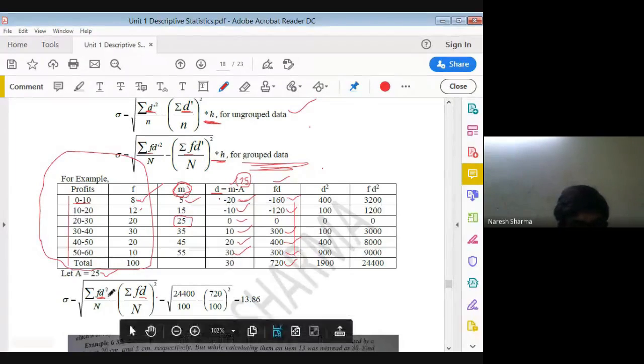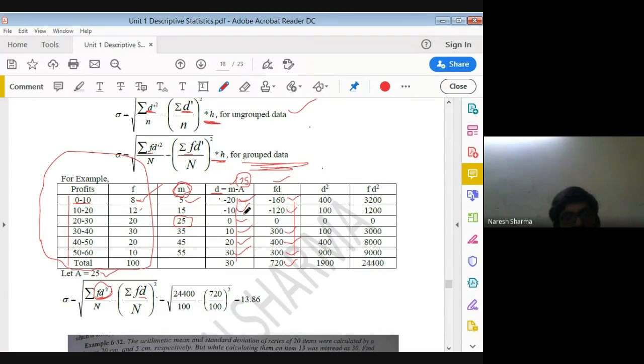Also in the formula, we require f d square. So we require the square of d first. So do the square of this d, that is 20 square is 400, negative, negative, positive. 10 square is 100, similarly 100, 400, 30 square is 900. So the table is up to here only, right? So we can take the sum of all these. That sum is 1900, which is actually not required in this particular example.